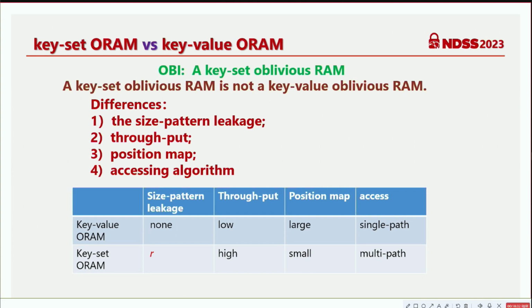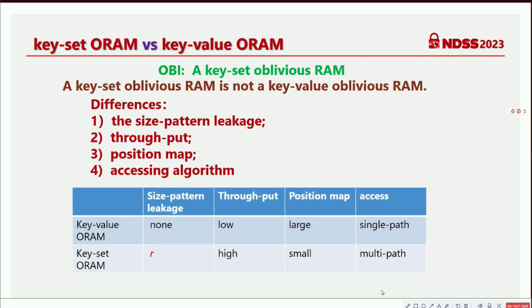OBI is a key set Oblivious RAM. The key set Oblivious RAM is not a key value Oblivious RAM. So a key set Oblivious RAM can be generated from a key value array. To distinguish these two concepts, we list the differences in this table.